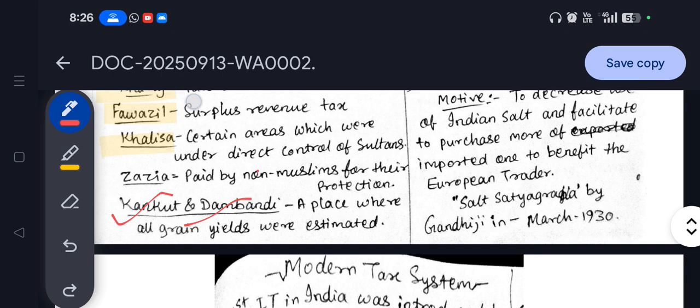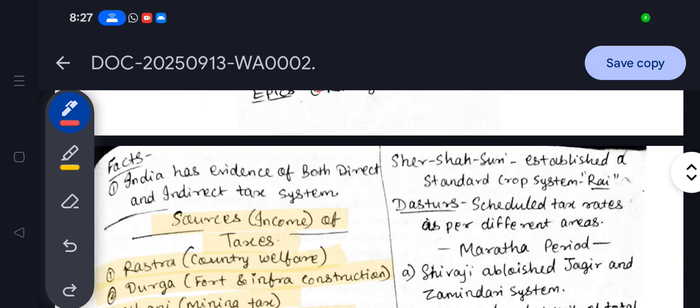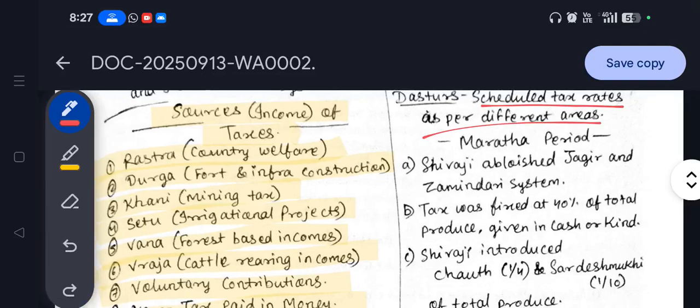The next part, we will be focusing on few facts related to it. Sher Shah Suri established a standard crop system, so standard way of measuring the yields and crops, that is known as Rai. Dasturs means a scheduled tax rates as per different areas. During the Maratha Empire and during the Maratha region, there were different types of tax collected by different king, and the prominent king over here is Chhatrapati Shivaji Maharaj.